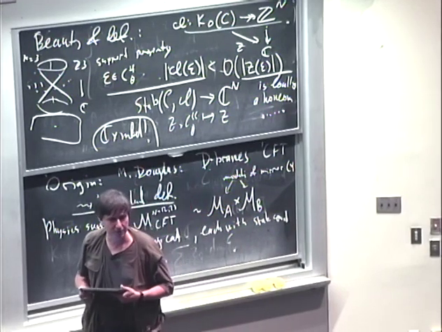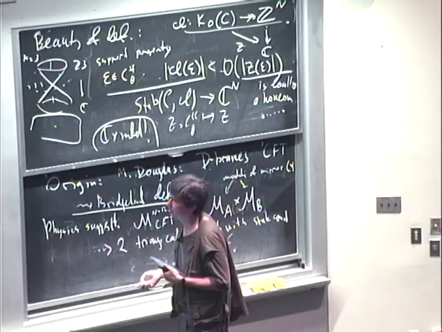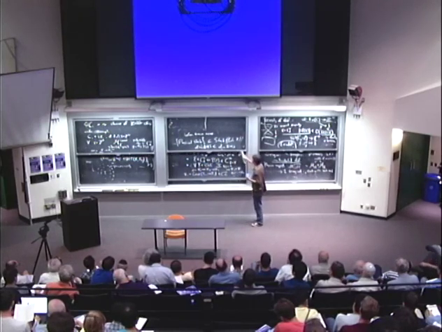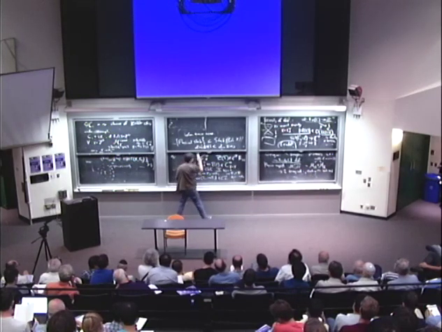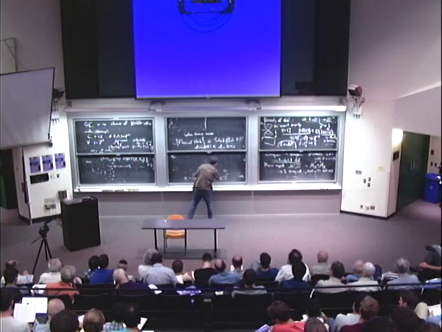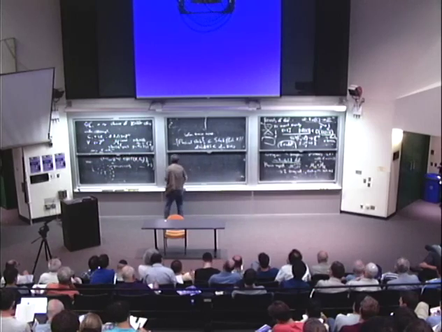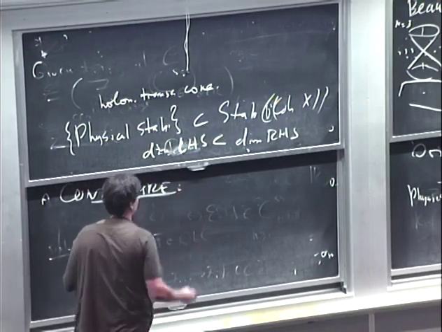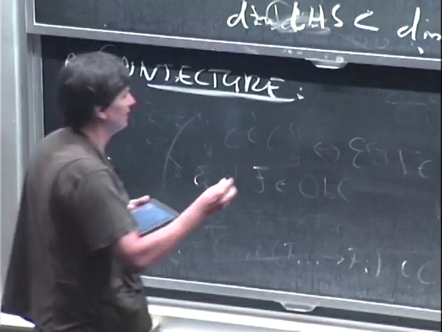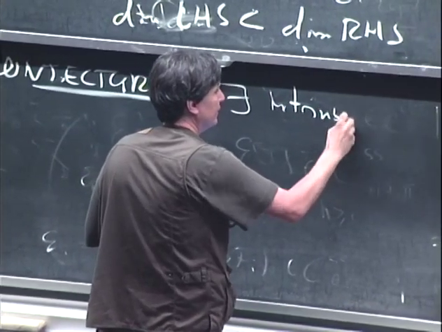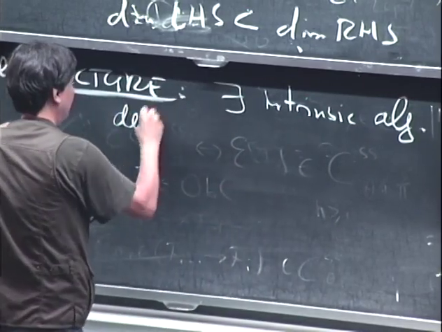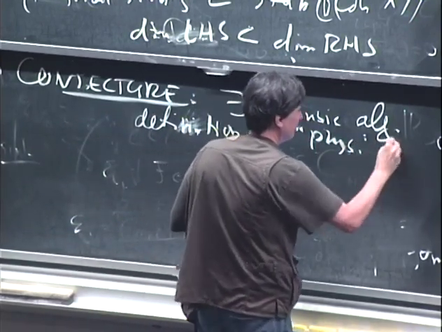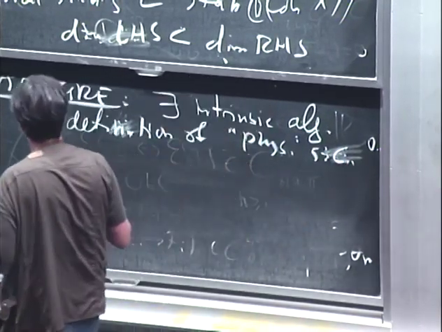I really have no idea what it is, but again, if I look at mirror symmetry, it implies that it's a really fundamental question to find the definition of physical stability. So let me write this kind of conjecture, not in a very mathematical sense, but in normal language. The conjecture is that there exists an intrinsic algebraic definition of a physical stability condition on, let's say, a triangulated Calabi-Yau category.